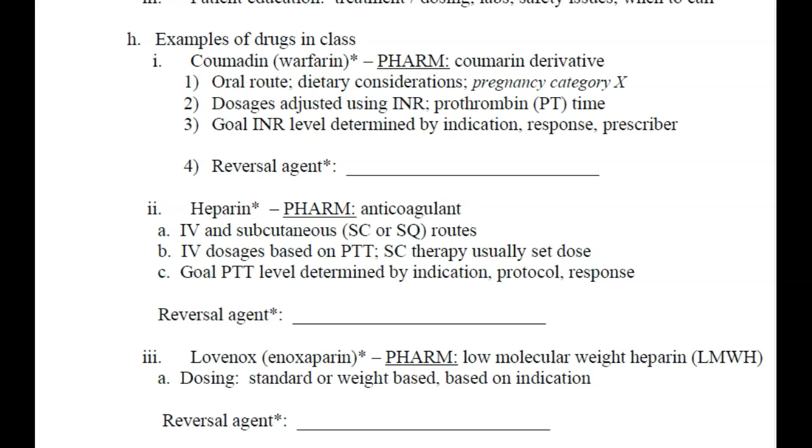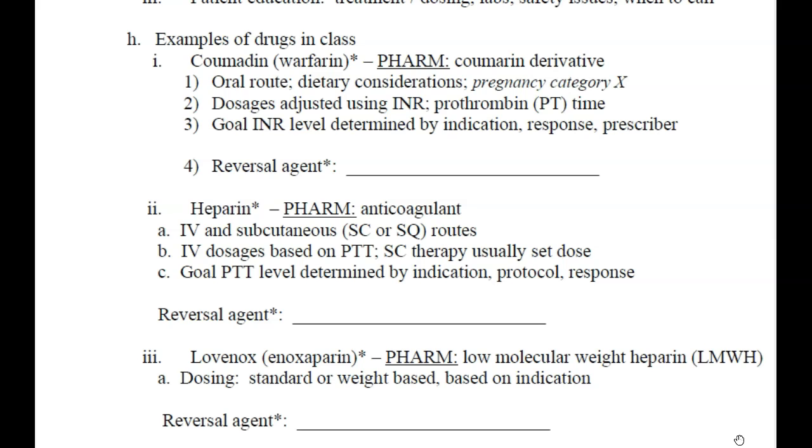So when it comes to dosages, Coumadin or warfarin is adjusted based on PT and INR, or using INR, prothrombin time, so how long it takes for the blood to clot within the extrinsic pathway. Depending on the patient's disease process, there is usually a goal INR level to ensure that the patient is therapeutic, or to ensure that we get the response that we want. Again, we monitor the INR level. So a normal INR level, we want it to be equal to 1.